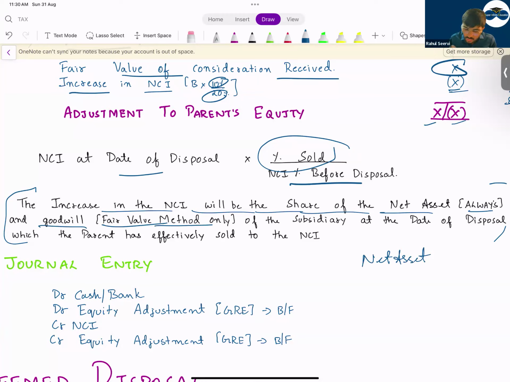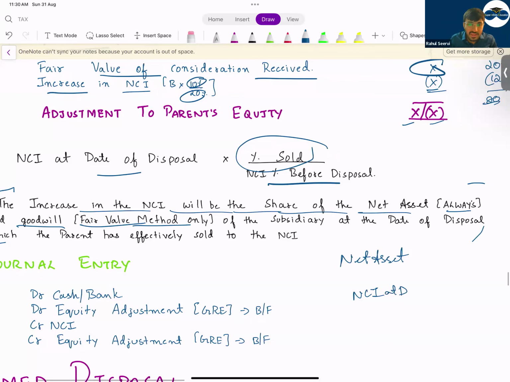Whatever is the net asset on the date of disposal, always, and goodwill if it is at fair value method. So what you normally do, sir, you say NCA at disposal date. That means before step disposal. You will take that 100 into 30, 20 divided by 10% into 10 divided by 20%.